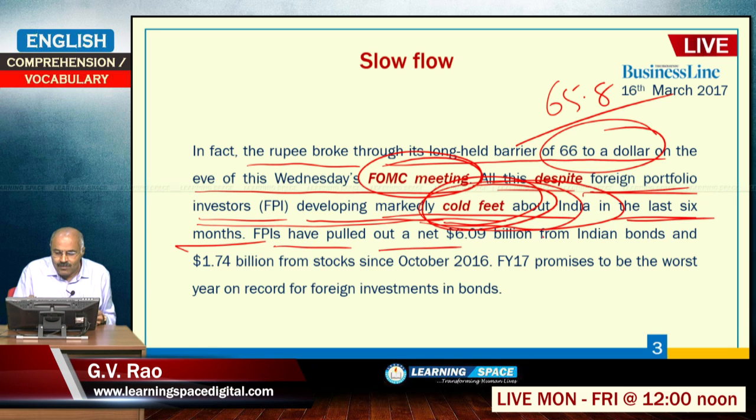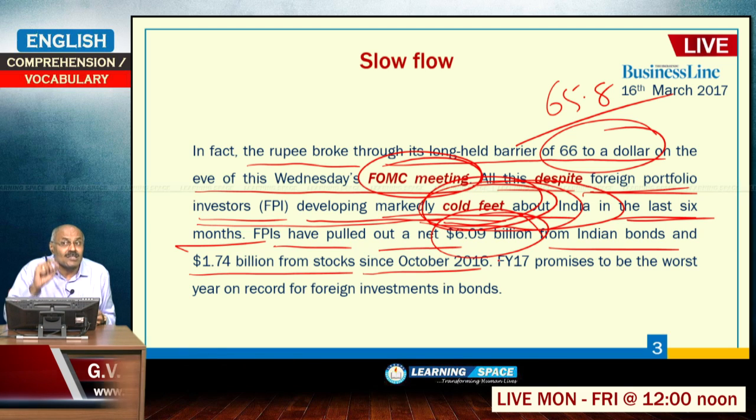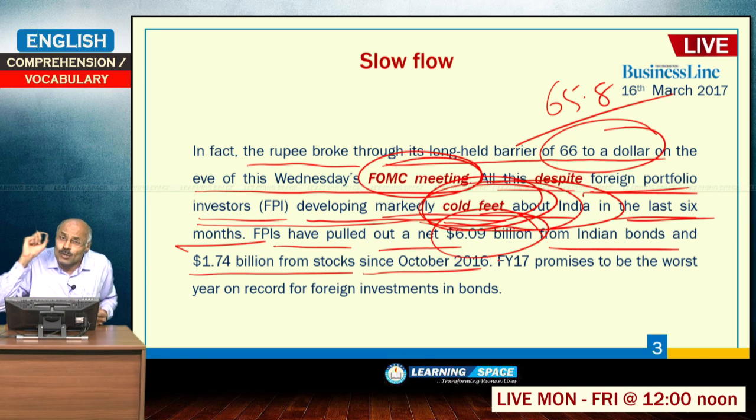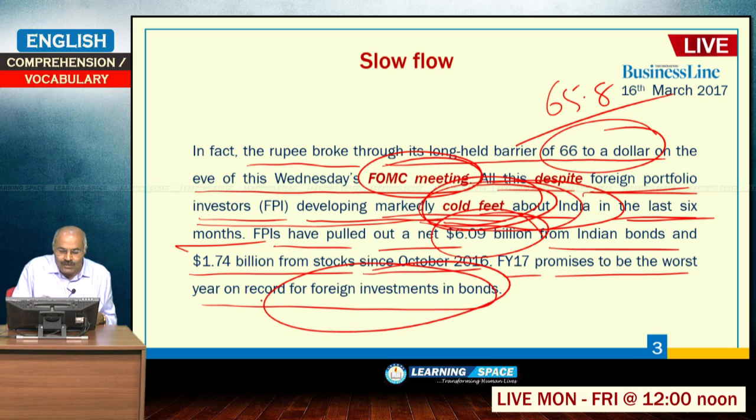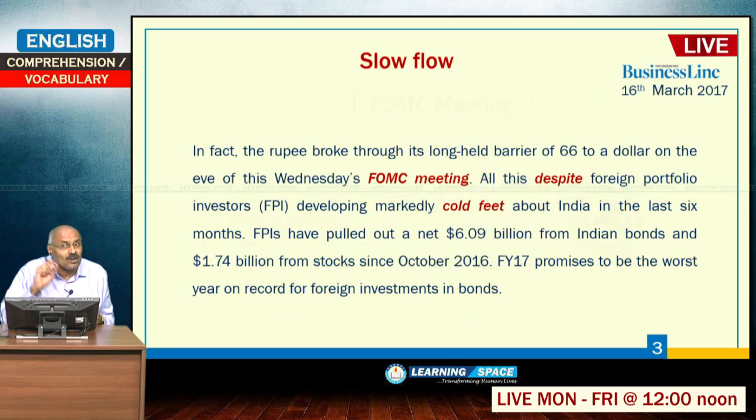FPIs have pulled out around $6 billion from Indian bonds and around $2 billion from stocks since October 2016. So, for the past 6 months, in Indian bonds as well as stocks, FPIs have pulled out. In spite of that, our markets gained. Financial year 17 promises to be the worst year as far as foreign investments in bonds is concerned.